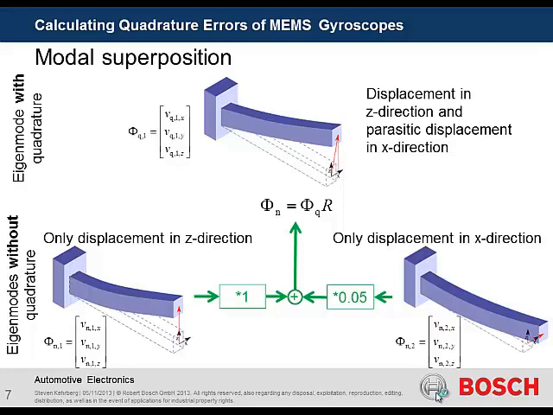And what we can do now is that we do a second simulation without quadrature effects. Thereby we get eigenmodes with a strict z direction movement, and we have another eigenmode with a strict x amplitude. And what we can do now is do a least square fit to get a correlation matrix R, so that we can describe our eigenmode with quadrature through a superposition of eigenmodes without quadrature. So we take a lot of this mode and a little bit less of this one, and then we get a combined mode that really looks the same as this.